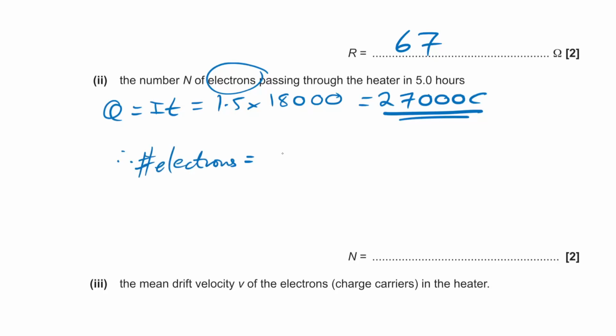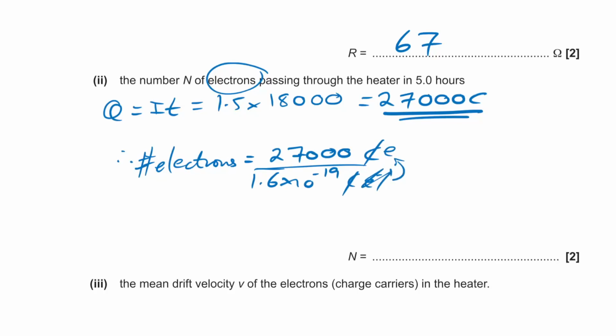Well, we know that we're going to take our 27,000 and we want a big number because, well, electrons are small, so divided by that. Maybe it's worth making up your own units. I like doing that. So this is coulombs and this is coulombs per electron. So that cancels. And so we just end up with electrons on top. That works. We end up with 1.7 times 10 to the 23.